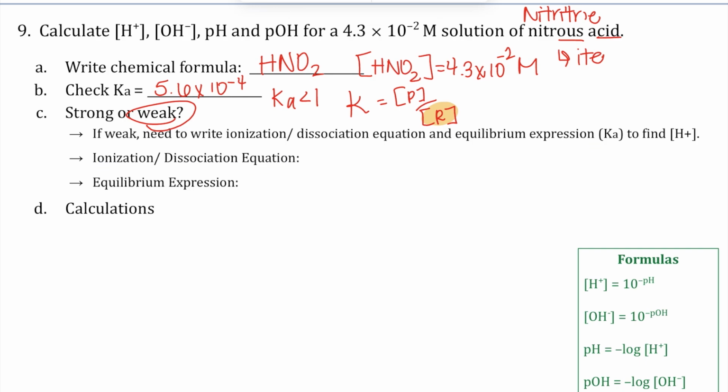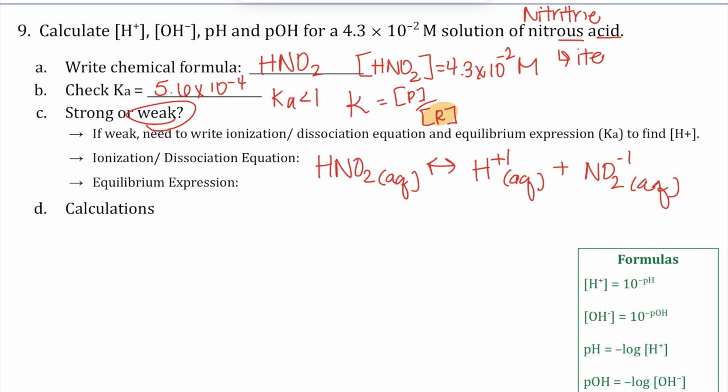So writing that equation, we look at our compound HNO2, and that is in solution. Reversible reaction, well, it's an acid. It's going to ionize 1 hydrogen into the solution, and then whatever is left is going to have a -1 charge because we lost a +1, so that's how we get a -1, and that's going to be in the solution. So that's my equation, ionizing off 1 hydrogen.